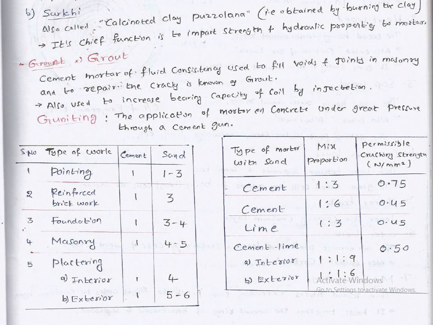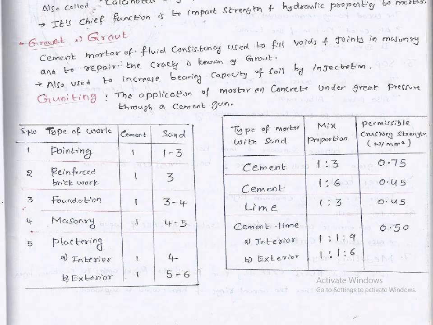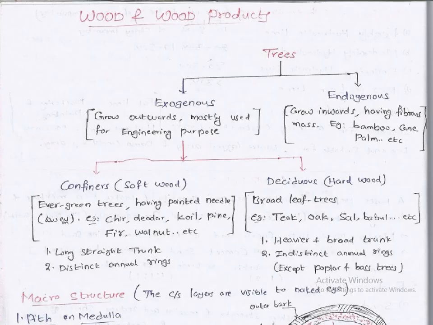Wood and wood products. These are the important parts. Timber: trees may be exogenous or endogenous. What are exogenous? Those that grow outwards, mostly used for engineering purposes. Its classification: coniferous, softwood; deciduous, hardwood. Coniferous are evergreen trees having pointed needles: chir, deodar, spruce, pine, fir, walnut, etc.